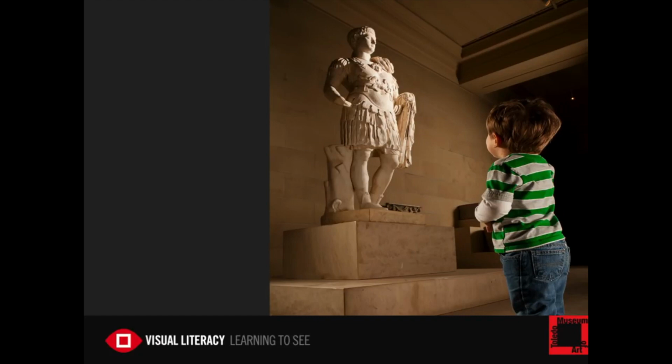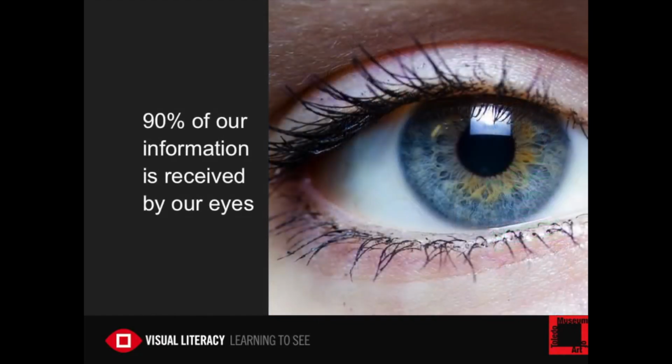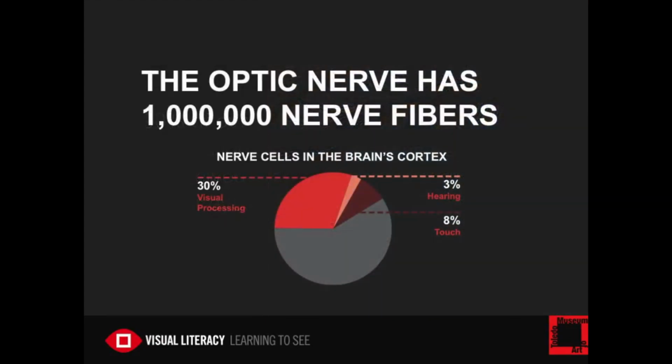And the human senses being so important, we need to understand vision. Up to 90% of all the information we take in from the world, we take in with our eyes. It becomes that great memory bank of images that informs the way that we see the world. Now, the optic nerve has 1 million nerve fibers. It has 30% of the entire brain cortex, and that's so much more than any other human sense.